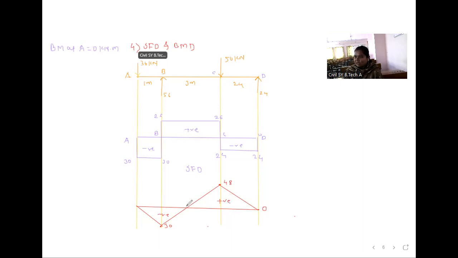Now you observe here, bending moment is 0. Here bending moment is 0 and this point is called the point of contraflexure. This point's distance is 1.846 meter from this C point. Total span is 3 meter. Out of that, 1.846 from this side. So the remaining distance is here. This is A point, this is B point, this is C point, and this is D point. This is the bending moment diagram. This point is called the point of contraflexure.